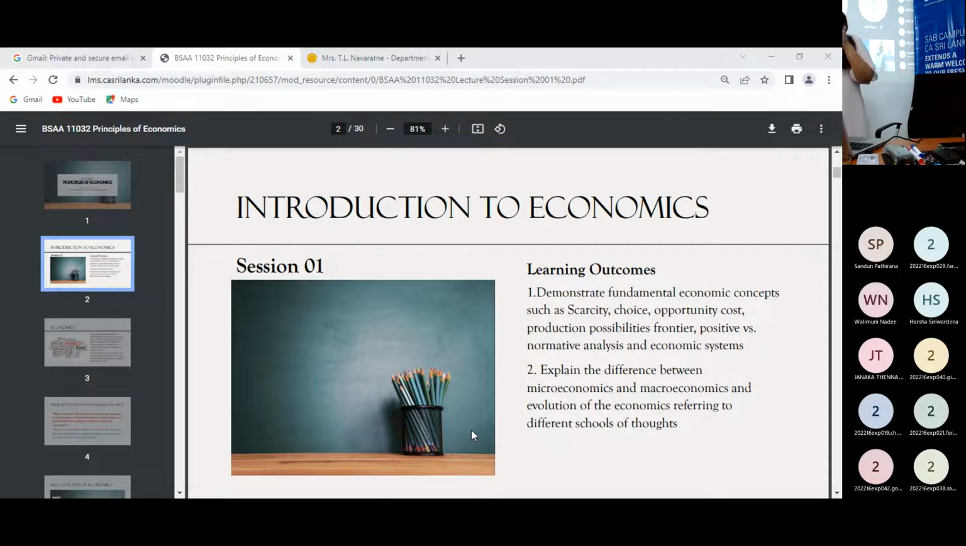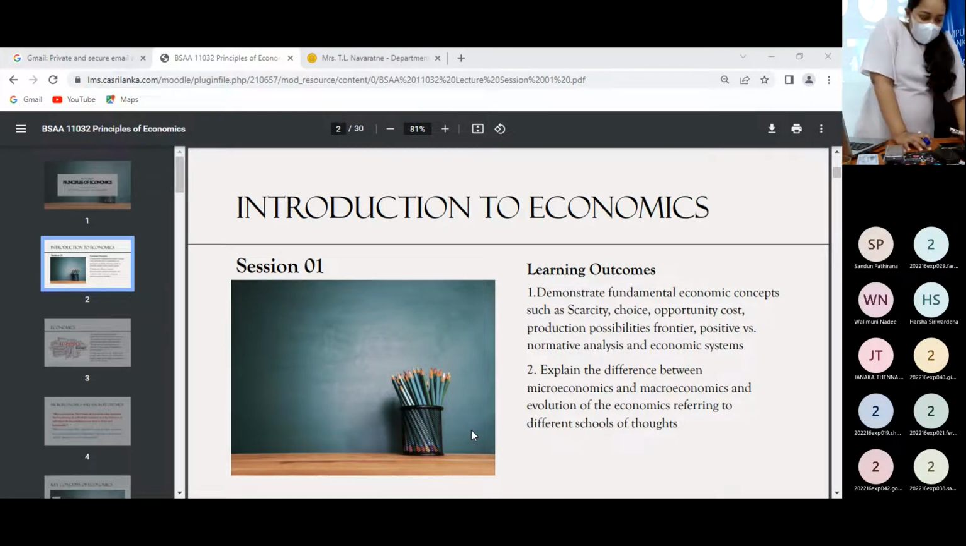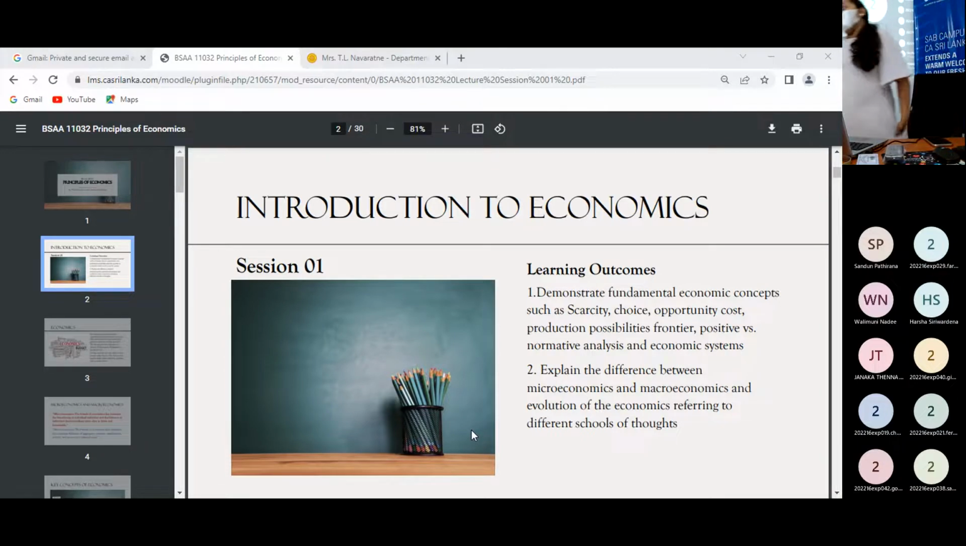So that means this is a science that studies the behavior of a human being. Now, I'm going to draw something. I will draw it and post a picture for the online students. Just bear with me.